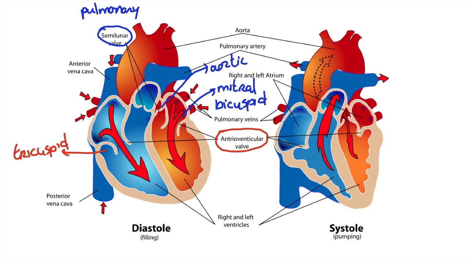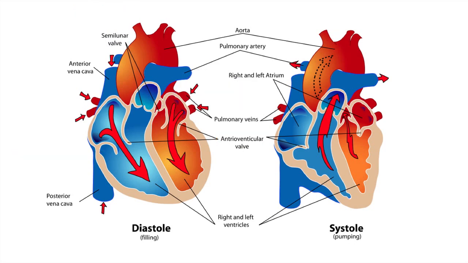So all of these valves are one-way valves. They allow for blood to flow in one direction. Now that we know the different valves, let's look at how blood flow happens.